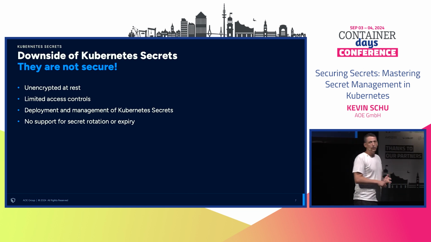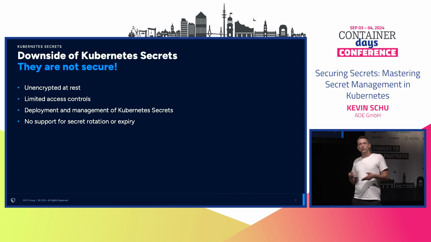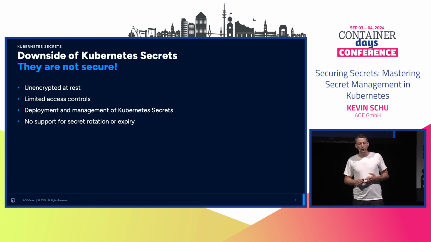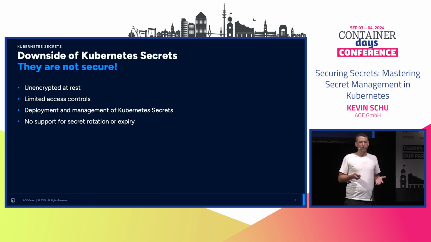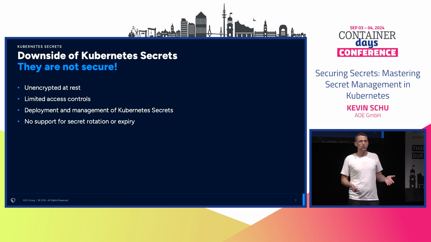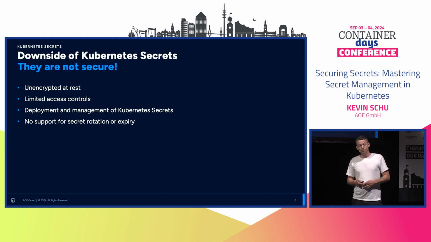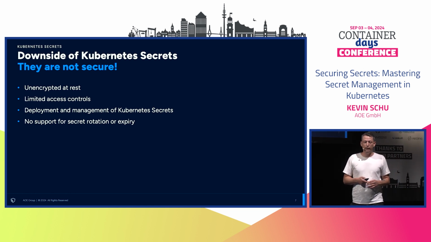The second important thing is that you do not have any advanced access control features in Kubernetes where you can fine-grain the access control to specific secrets. I will go through that a little bit later. And also, the deployment and management of Kubernetes secret resources can be really a daunting task. Since they contain confidential data, you cannot easily just check them into VCS, or some people are really doing that. You should not do that. And last but not least, they do not support any kind of secret rotation or expiration features.